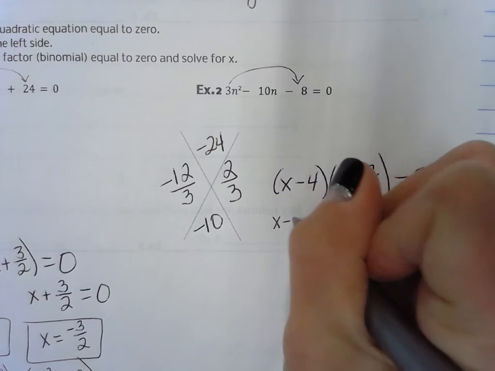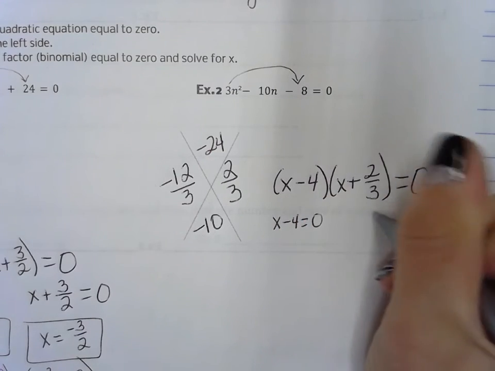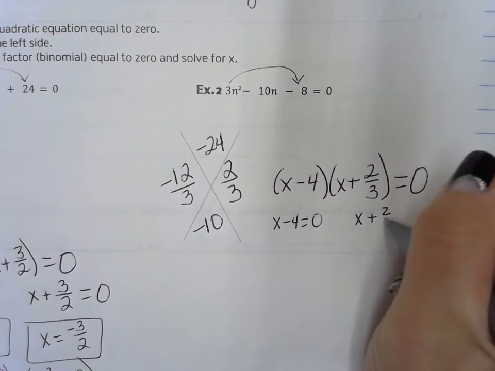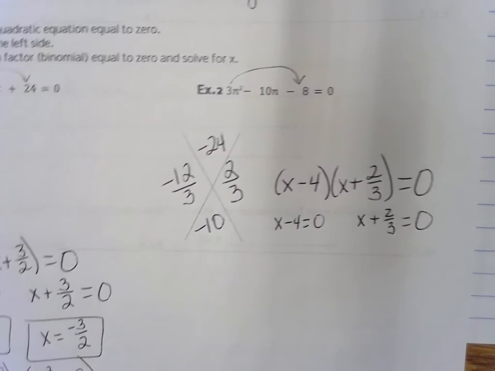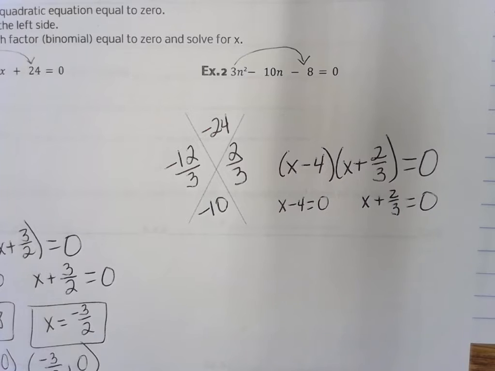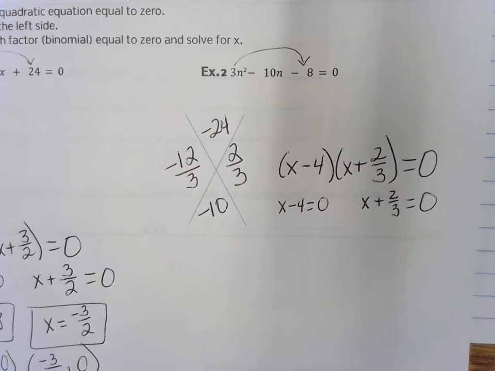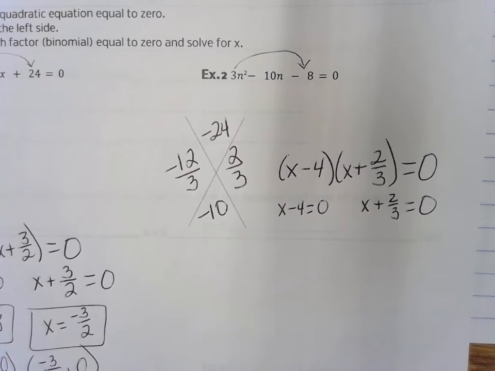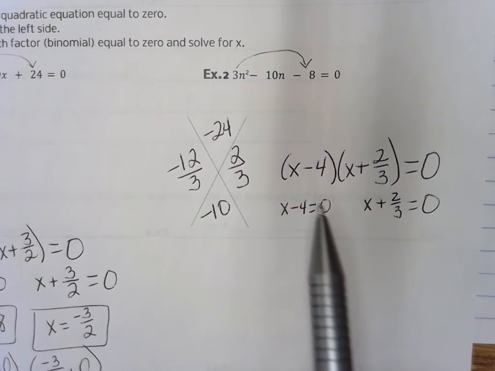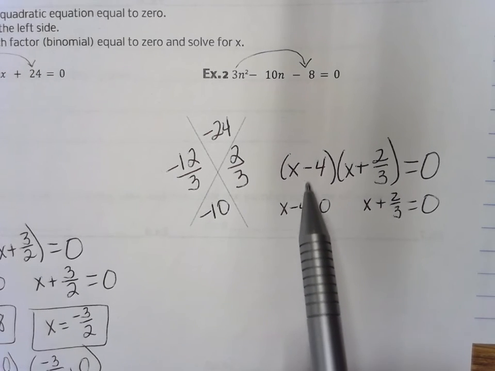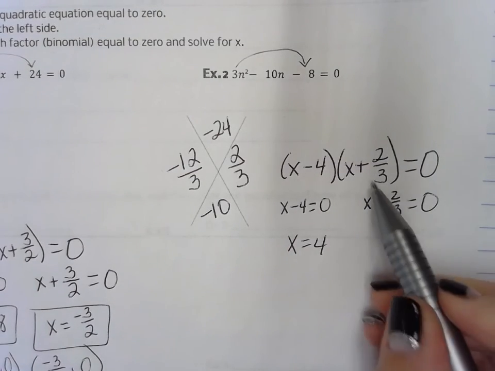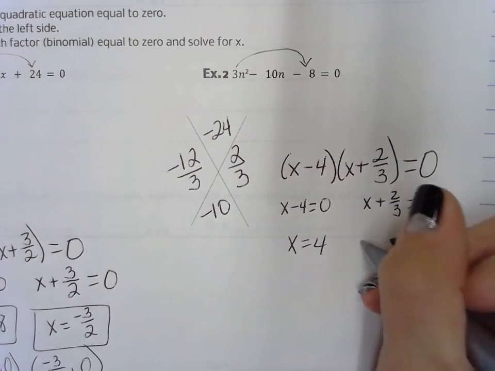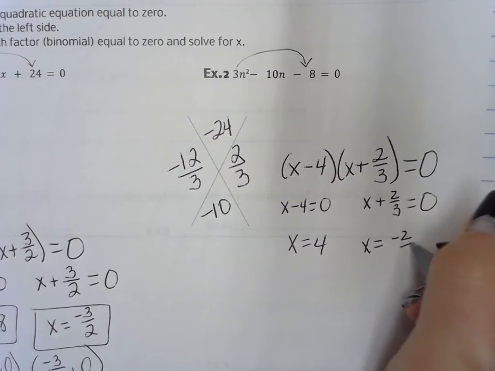And that means if I'm multiplying two things together and I get 0, at least one of them has to be 0. It's called the zero product property. So I set each factor equal to 0 and then solve. So if x minus 4 is 0, x equals 4. If x plus 2/3 is 0, x equals -2/3.